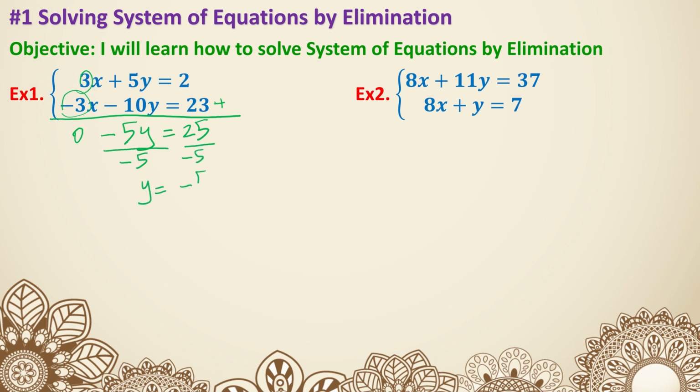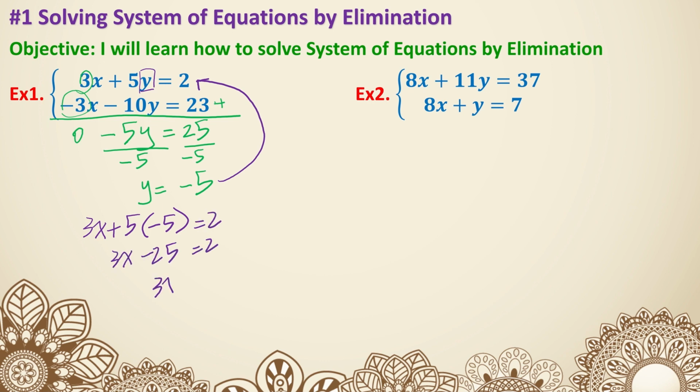Y equals negative 5. Afterwards, I'm going to put it back into an equation, because wherever I see y now, it's going to be replaced with a negative 5. So 3x plus 5 times negative 5 equals 2. So 3x minus 25 equals 2, which means 3x equals 27 by adding 25 to both sides. Divide both sides by 3, x is 9. So final answer, 9, negative 5. There you go. That's example 1.